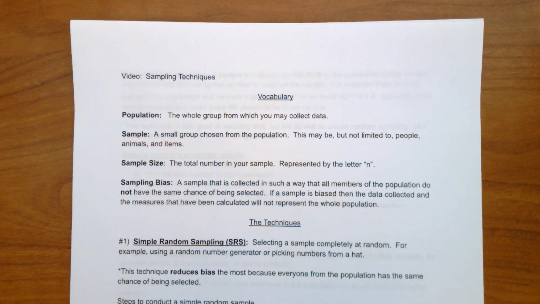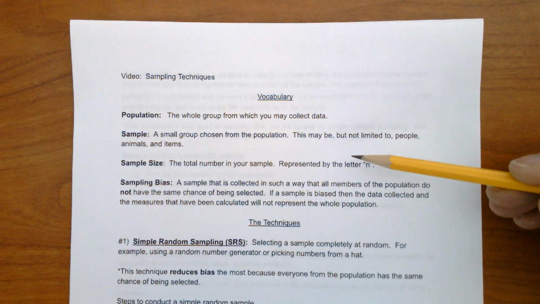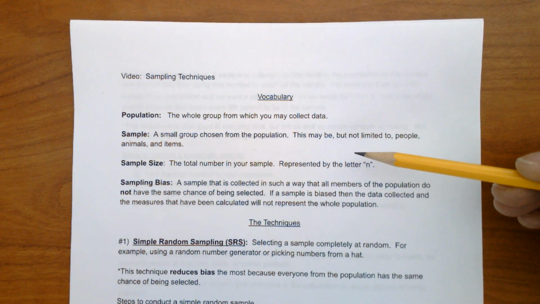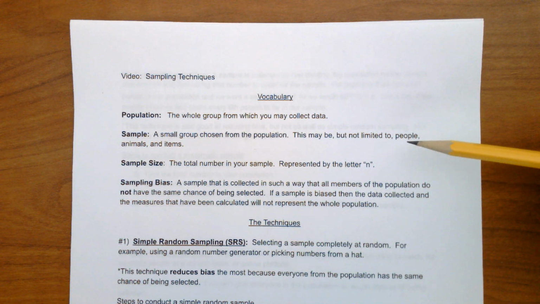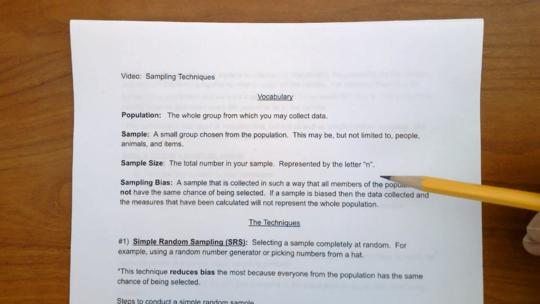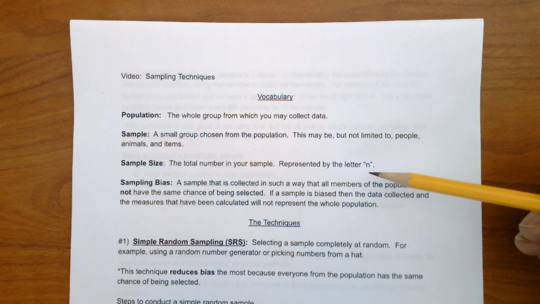Let's review some vocabulary first. Population, the whole group from which you may collect data. Sample, a small group chosen from the population. This may be, but not limited to, people, animals, and items. Sample size, this is the total number in our sample. It's going to be represented by the letter N.